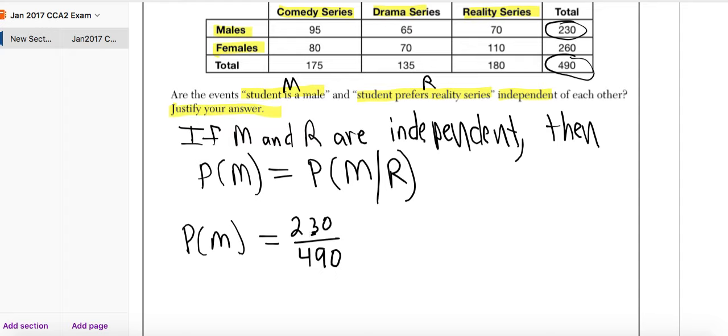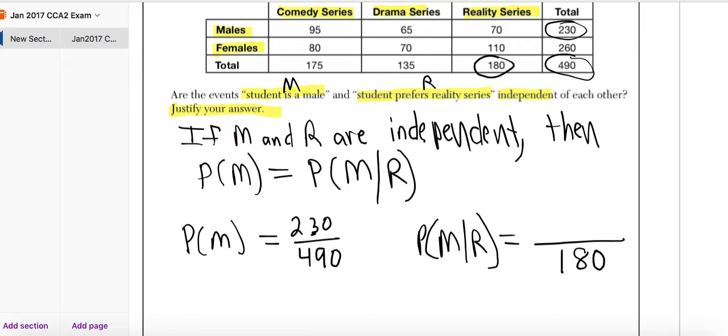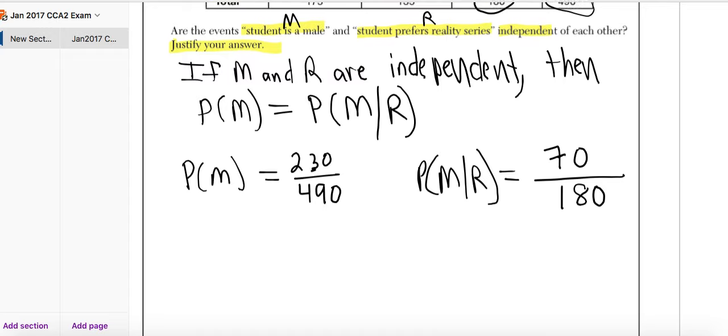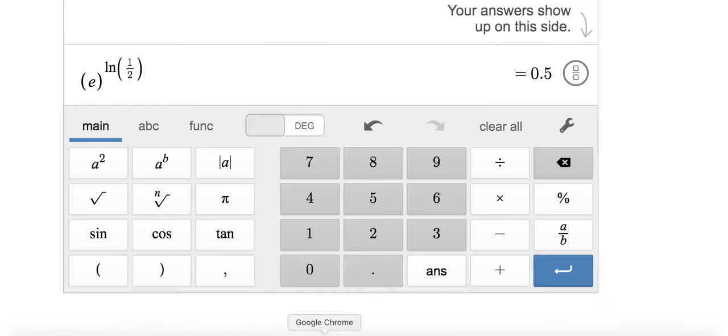And the probability of male given reality series means it's only going to be out of the ones that prefer reality series, so that's out of 180. And out of the ones who prefer reality series, the ones that are also male and prefer reality series, there's 70 of those. So I like the way they broke this table up for us, right? Now, let's see if these are equal. If I convert these to decimals, that's one of the ways I could do it. You'll see they're not equal, but let's just say I do this.